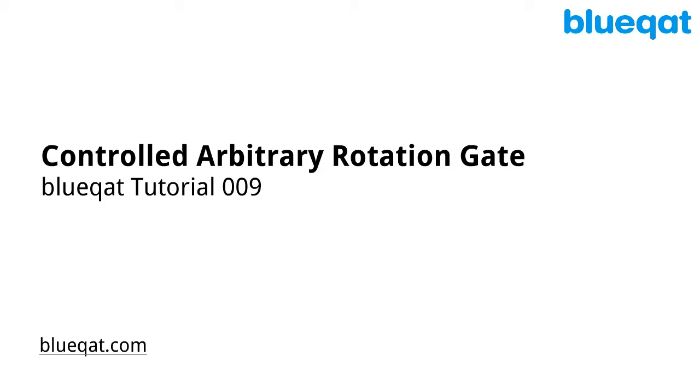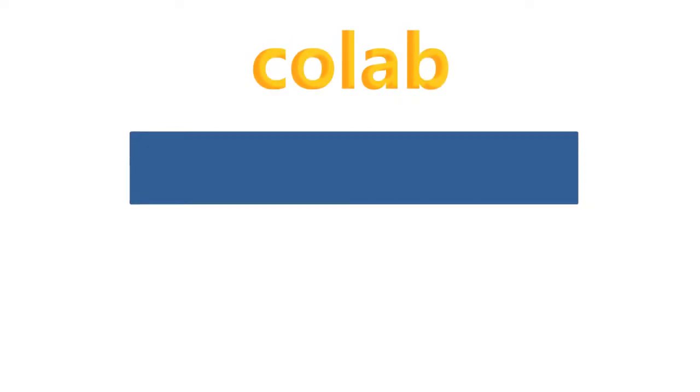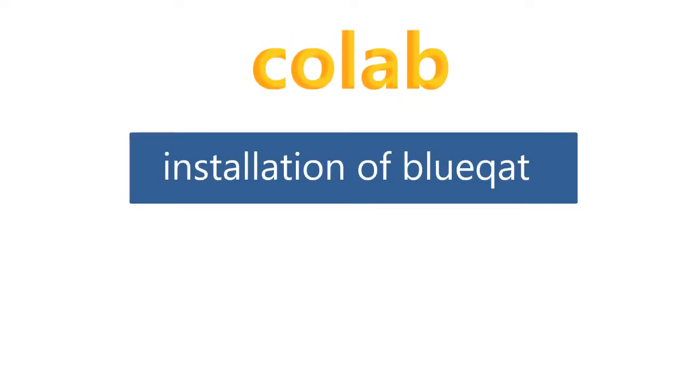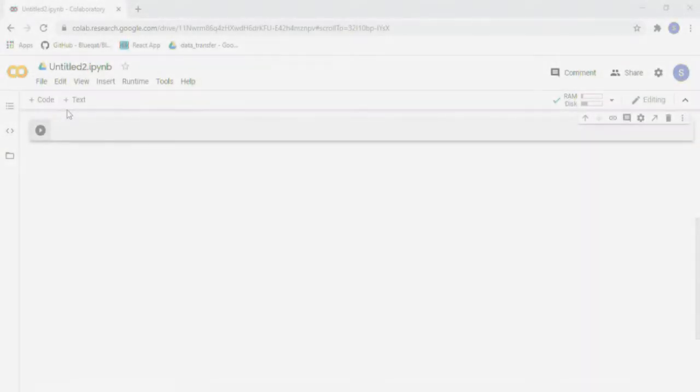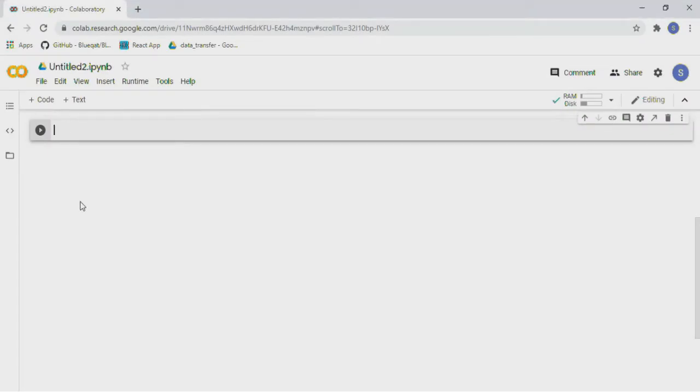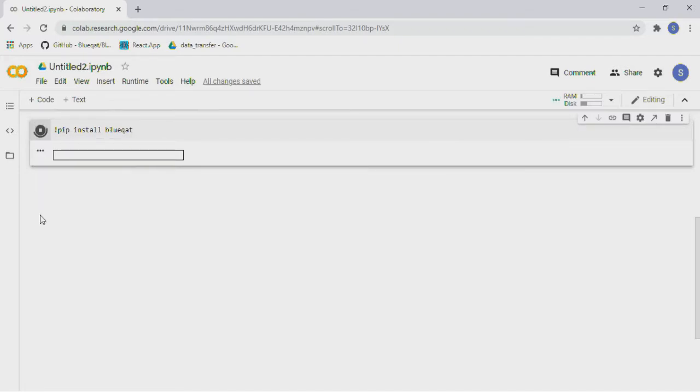In this tutorial video, we will be learning about the Controlled Arbitrary Rotation Gate. We will be doing this in Google Colab. Like we did in the previous video, we will start with installation of Blueqat. We can do it by using this code: !pip install blueqat. Type the code that was shown earlier in Google Colab, then click on the play button and Blueqat will be installed.